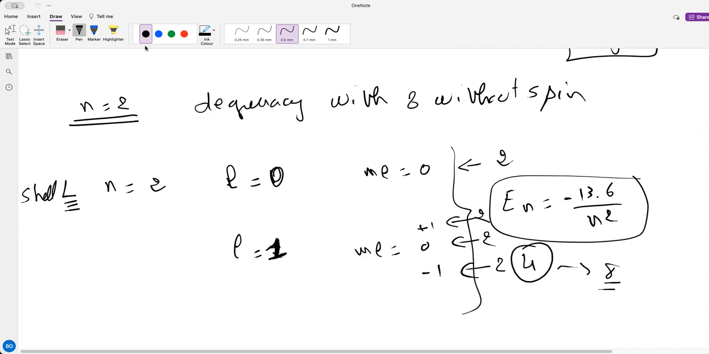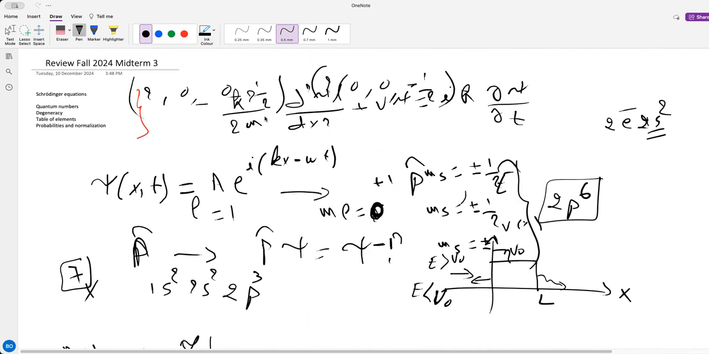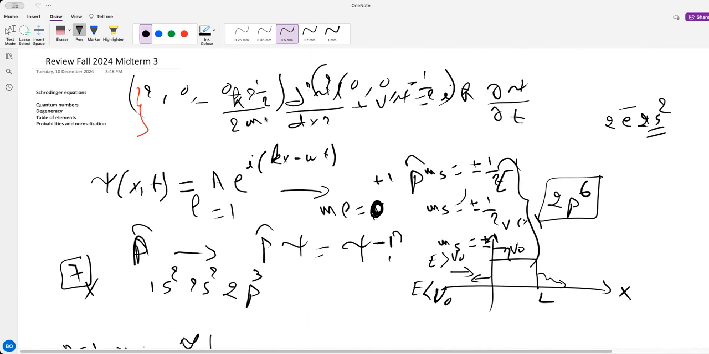Now, we understood the degeneracy. We did the table of elements. Yes, Zaid? So I have a quick question about degeneracy.